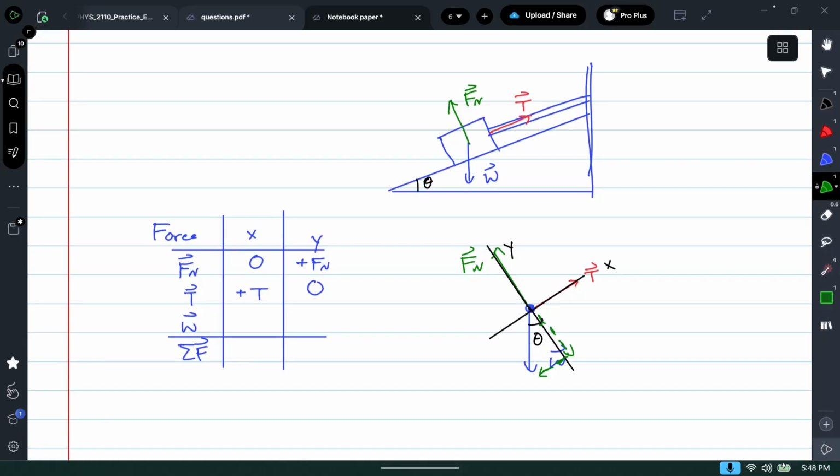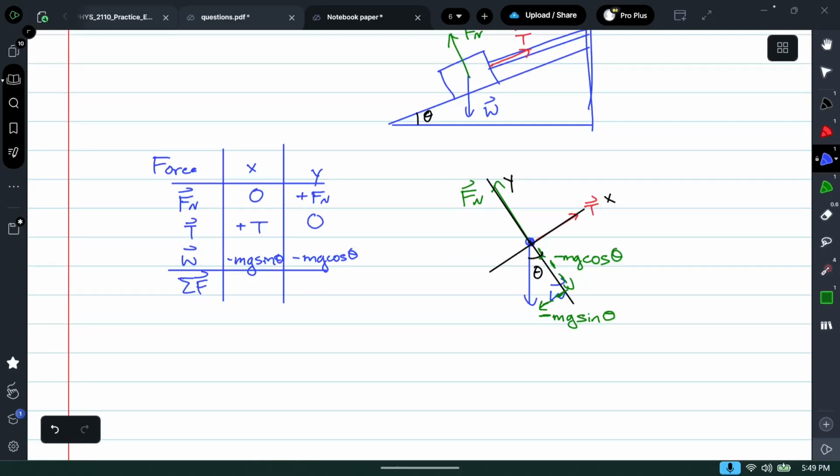I will use cosine for this component because it's touching the angle, and it'll be the weight times cosine theta, so mg cosine theta in the negative direction. Over here, it will be sine theta because it's across or opposite from the angle. It's mg sine theta, and it is negative because it is in the negative x direction. So my x component is negative mg sine theta. Y is negative mg cosine theta. Bring that down to get my overall net force in the x and in the y.